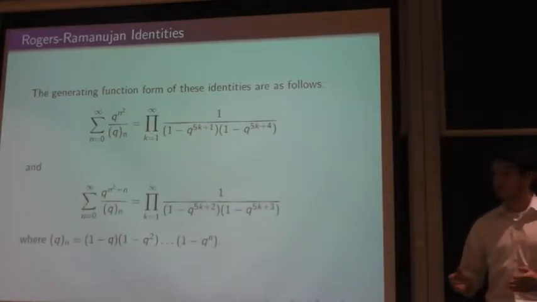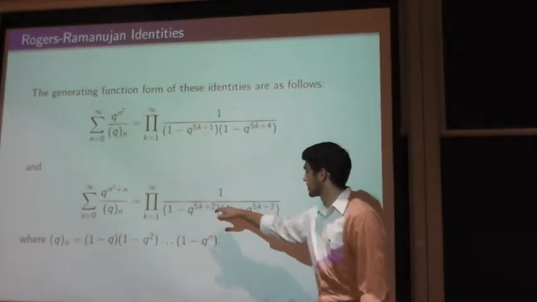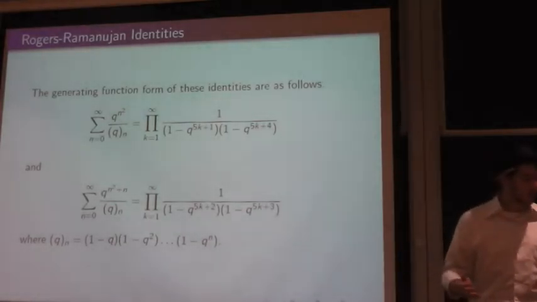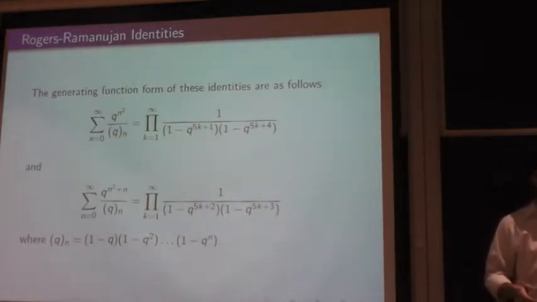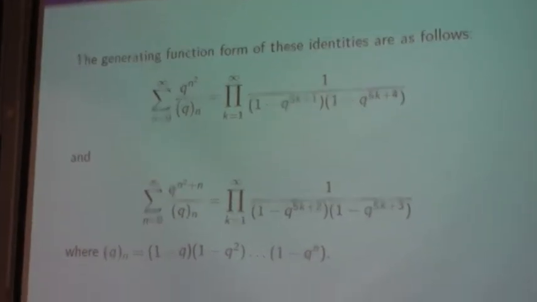Similarly, the second one looks like this. We have the plus or minus 2 in this case here. So we see that when we impose these conditions on the product side, we can generate these unique identities.